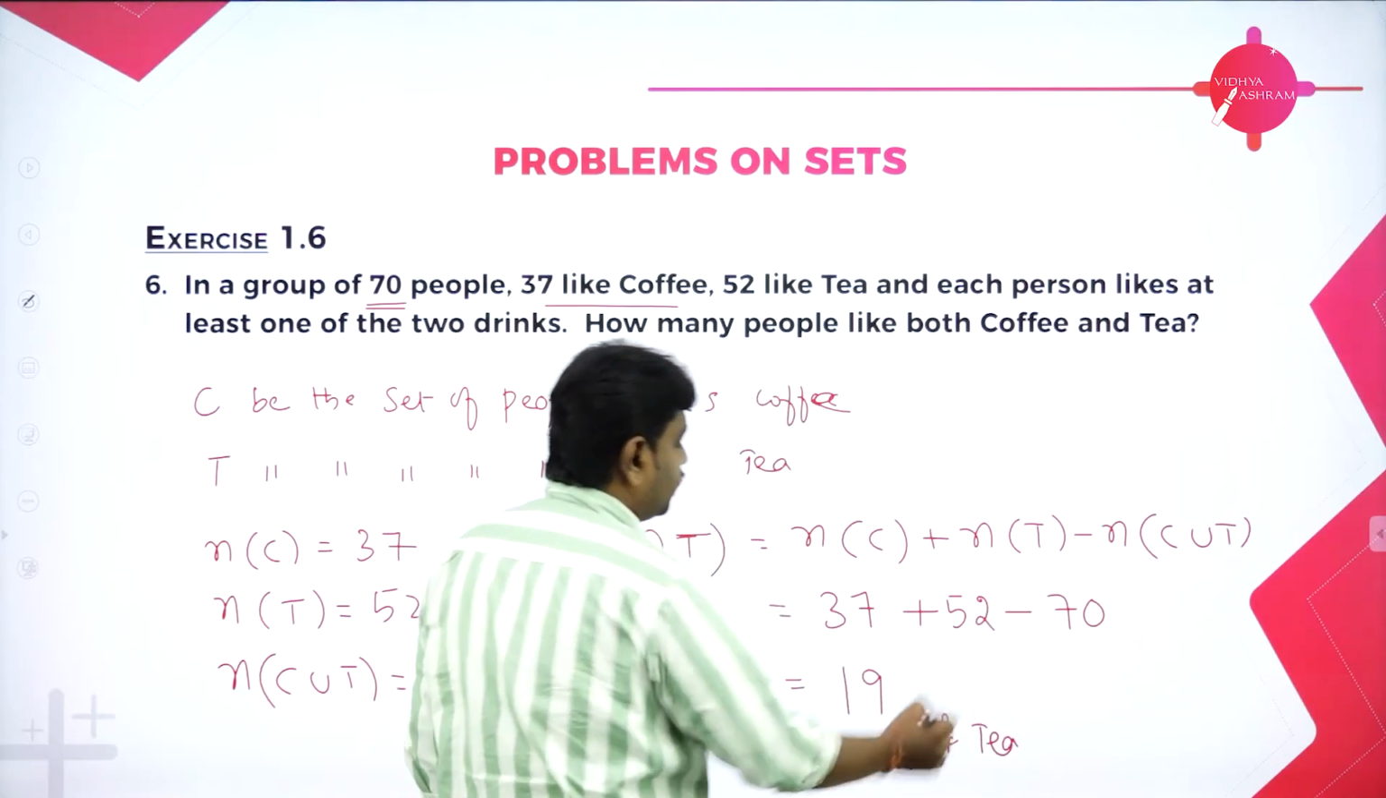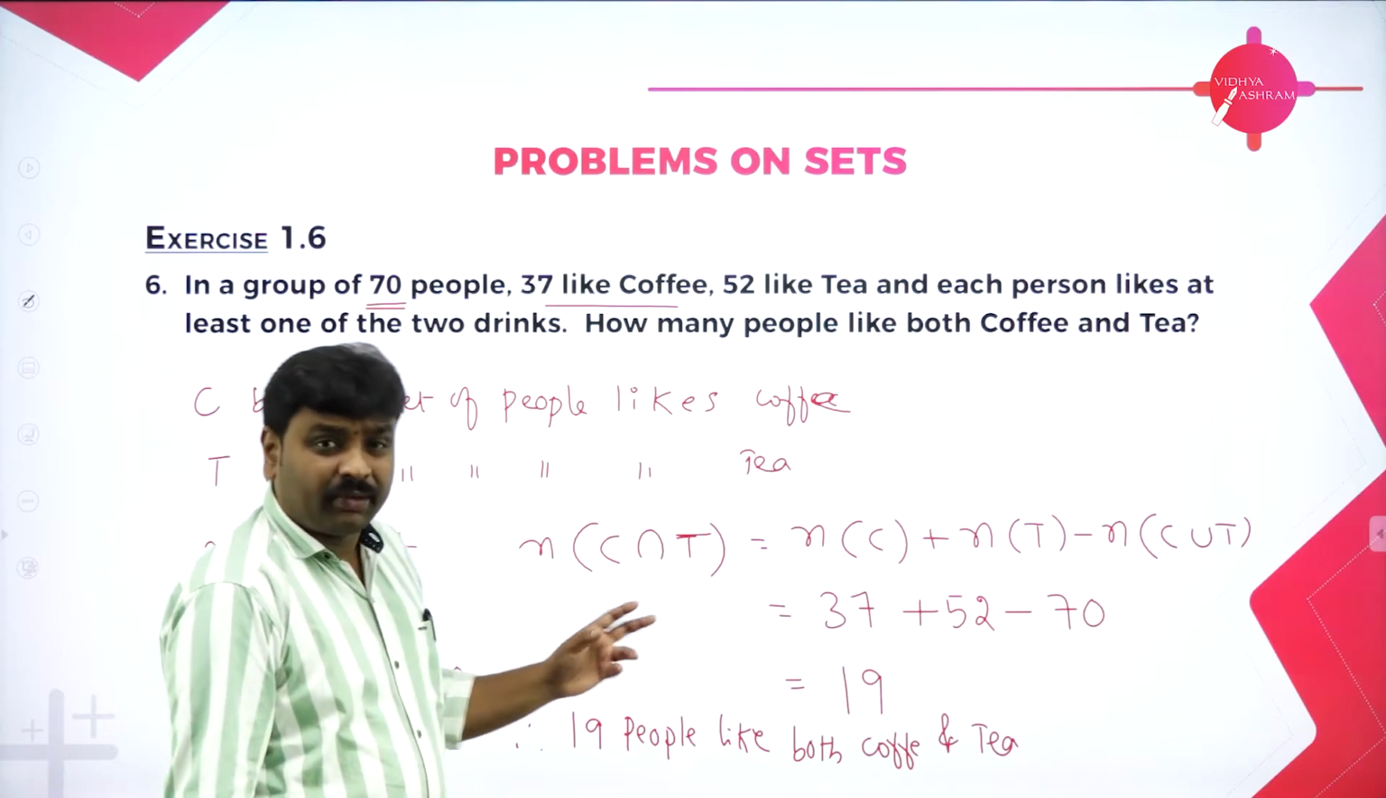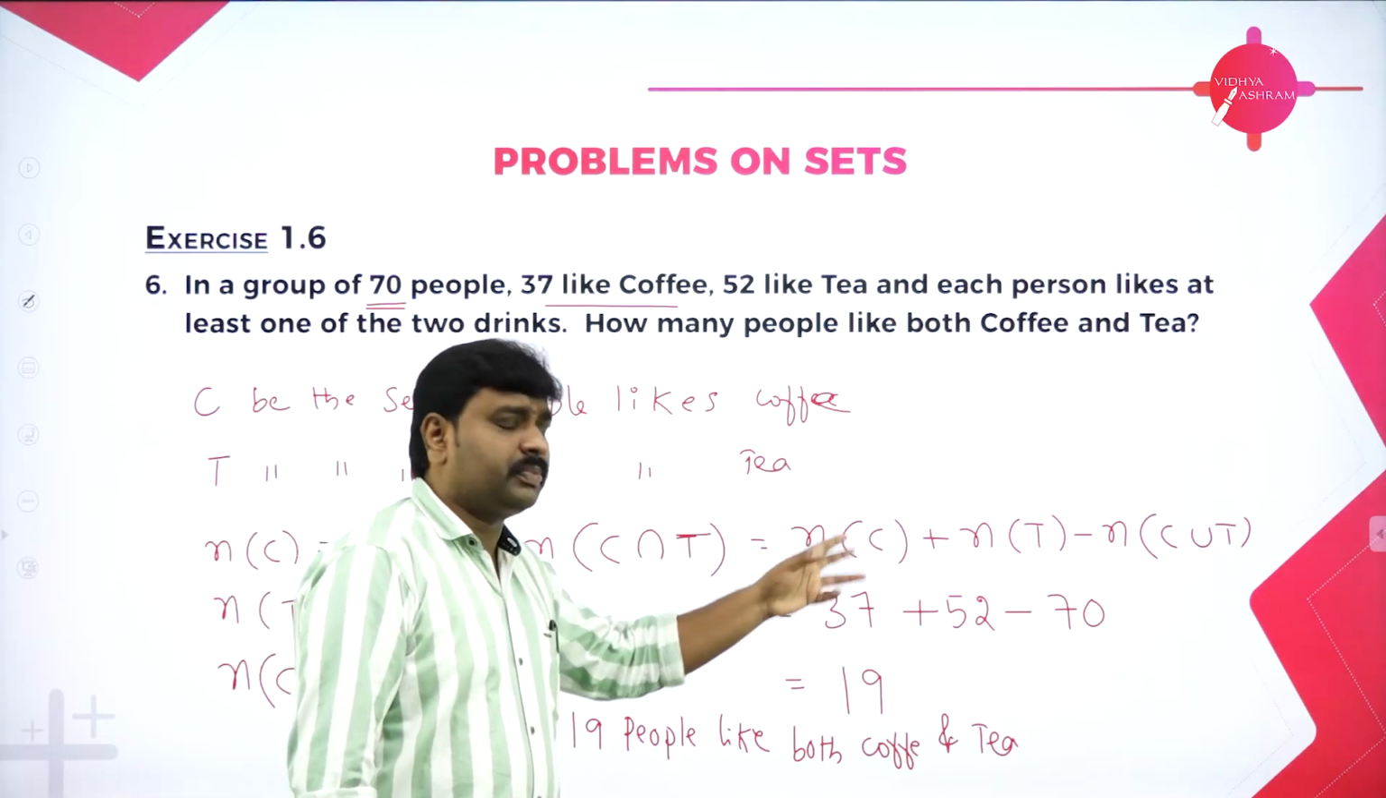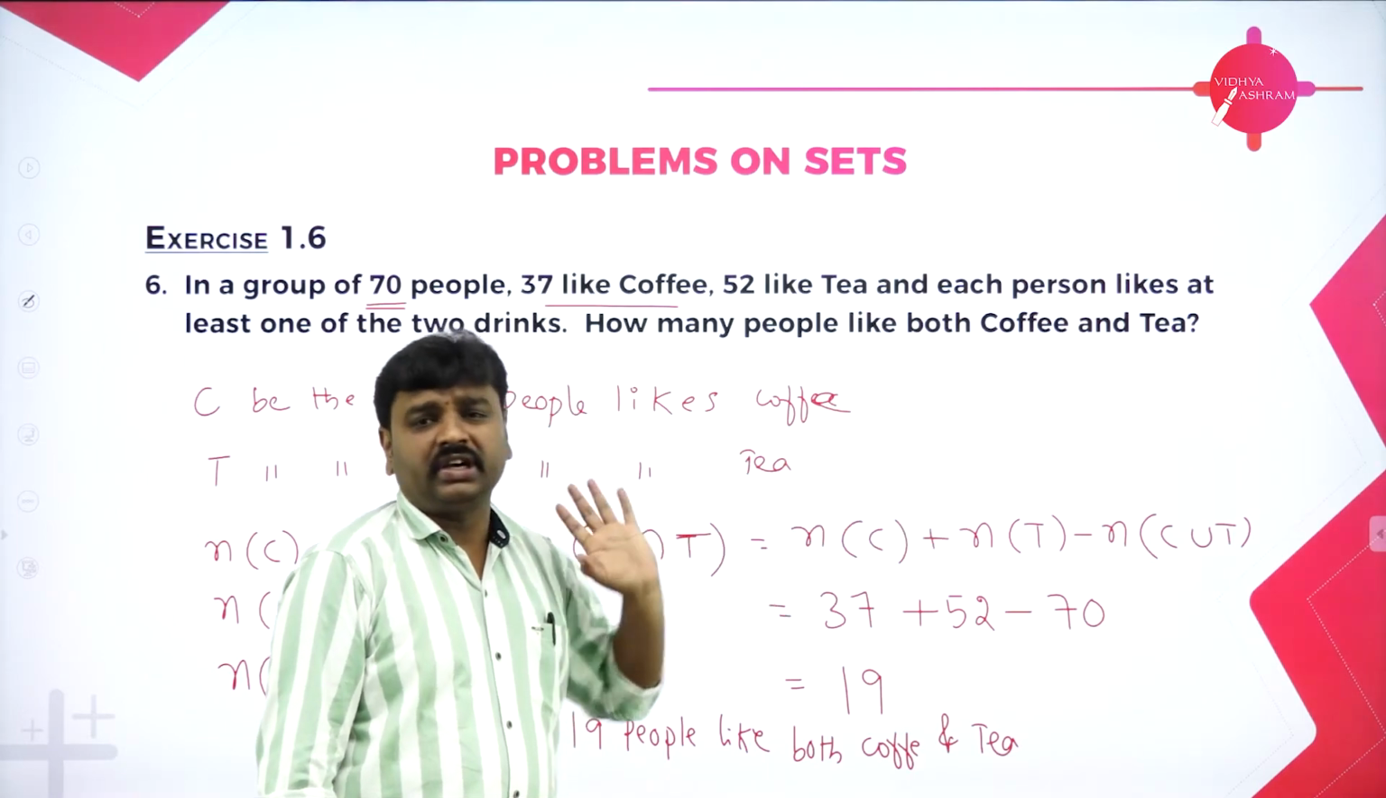Like both coffee and tea. I hope all of you got this. They want how many like both. So they want N of C intersection T. What is N of C intersection T? N of C plus N of T minus N of C union T.